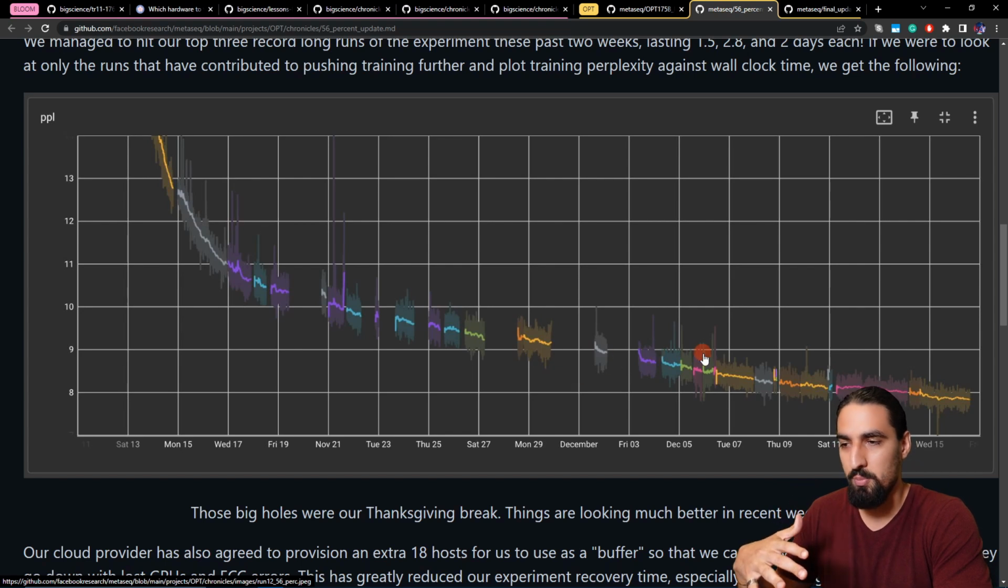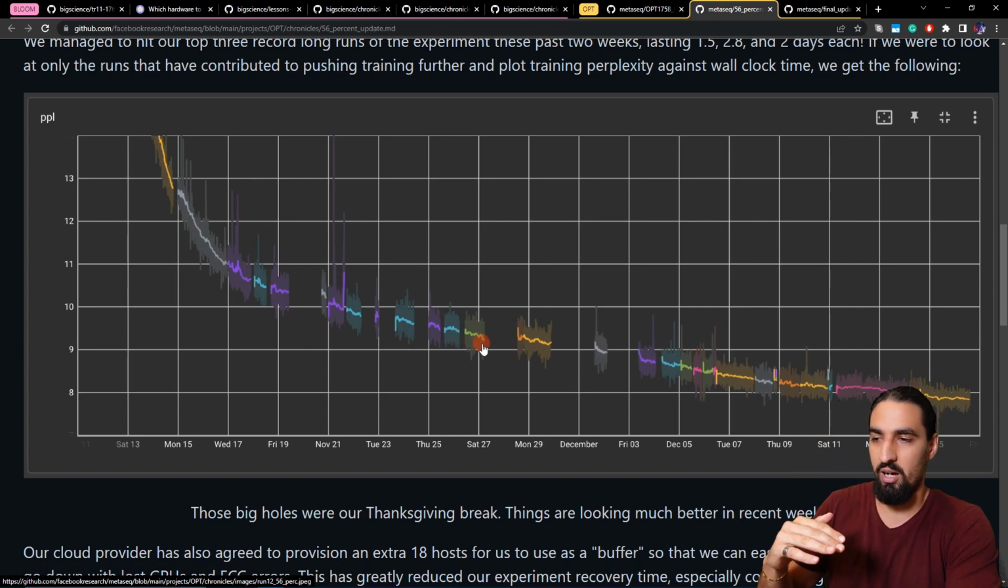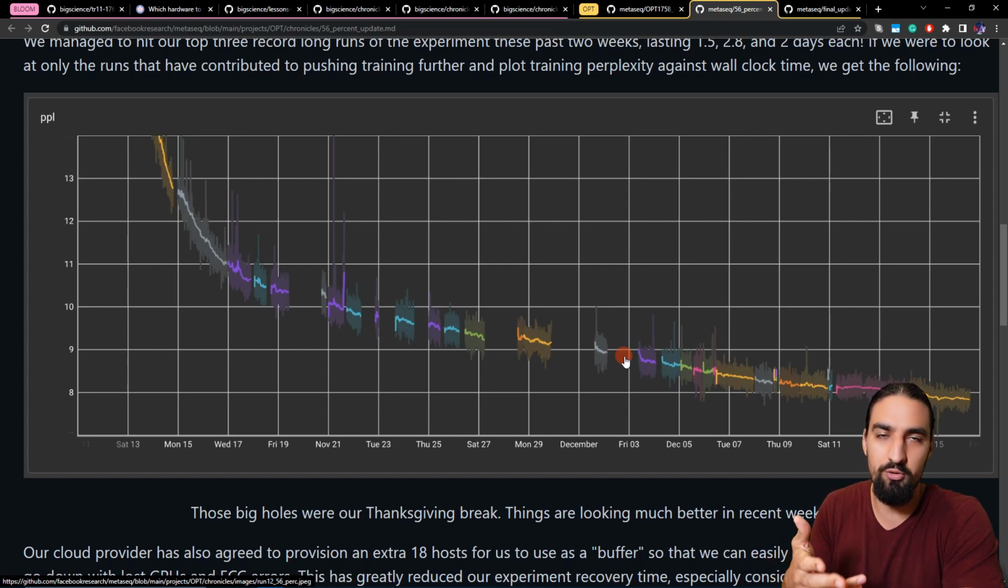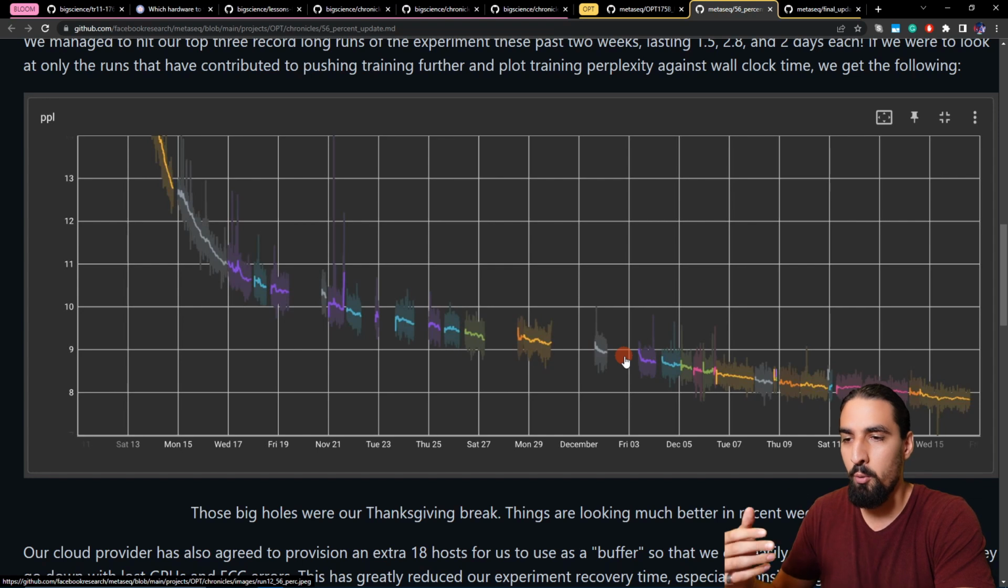You can also see a bunch of spikes. You can see how these don't form a smooth curve, and that's because oftentimes they had to start from a previous checkpoint.